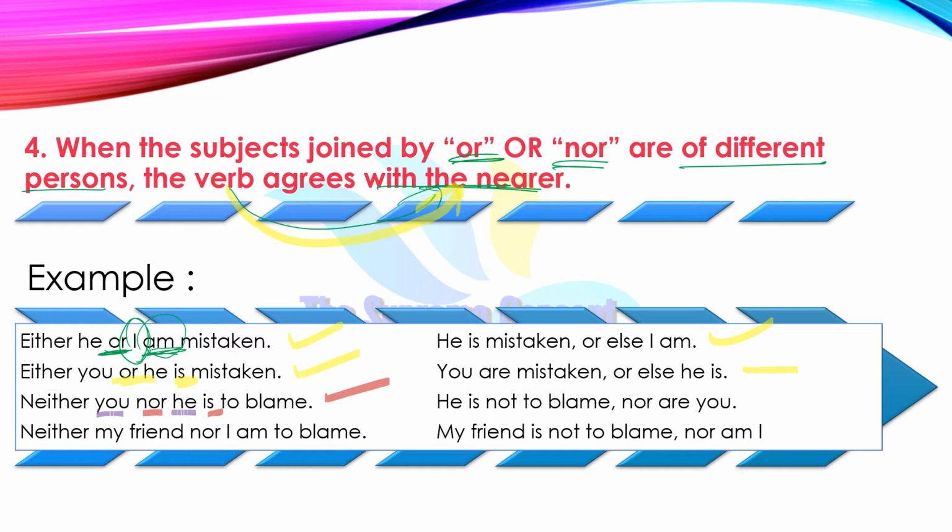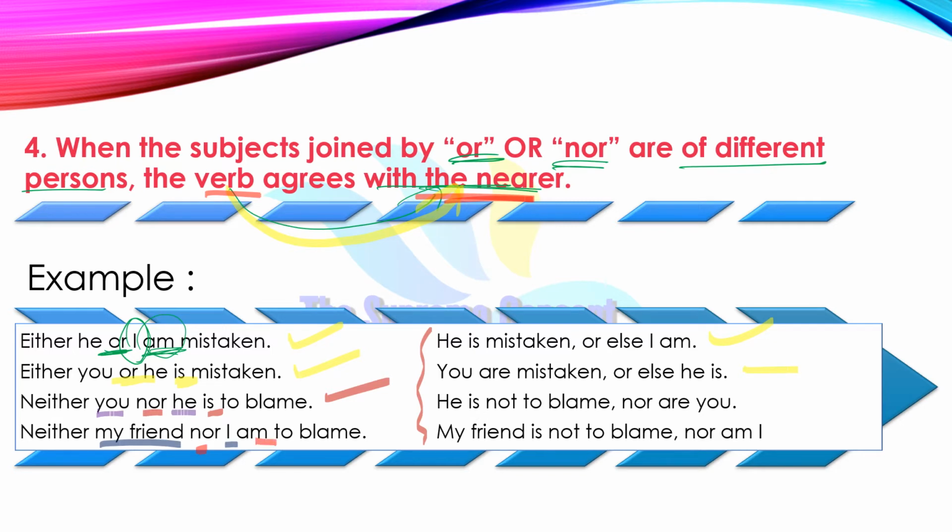If you do not want to remember this, just neglect it. Another example is, neither my friend nor I am to blame. Here this is a similar case. My friend is a different subject, I is a different subject, and they are connected by nor. For this purpose we will follow the subject which is near to the verb. Here I is very close to the verb, so we will follow the singular verb form for I, and for I we will use the singular auxiliary form, that is am. I am to blame.